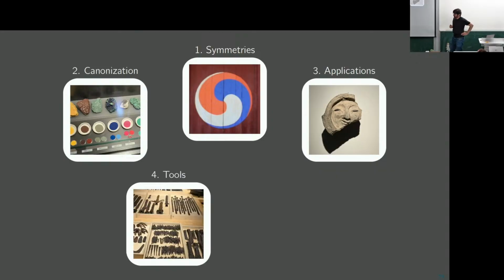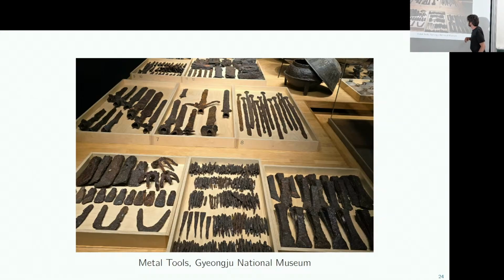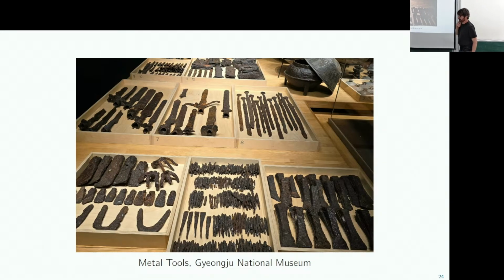Now, I want to talk a little bit about the tools we use in graph isomorphism testing. What you can see here are metal tools from the Gyeongju National Museum. They're all iron actually. You can see swords. I think these are the ingots up here from which they form the other stuff. Axes, arrowheads. This is a recent picture we took. But how do we use it? So these are very old tools. I'm going to talk about slightly newer tools, and then I will come back to current.